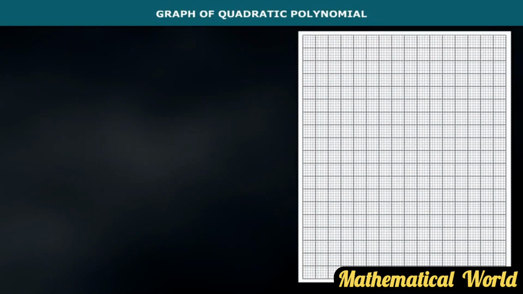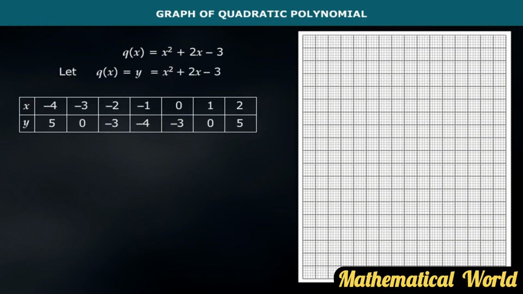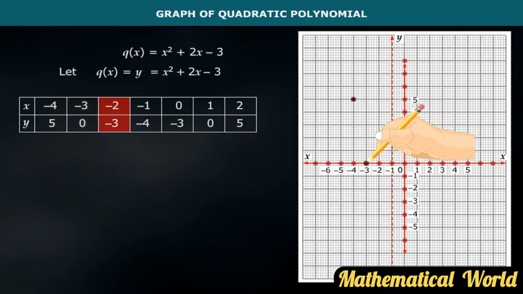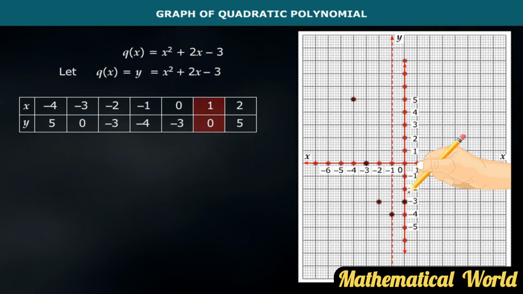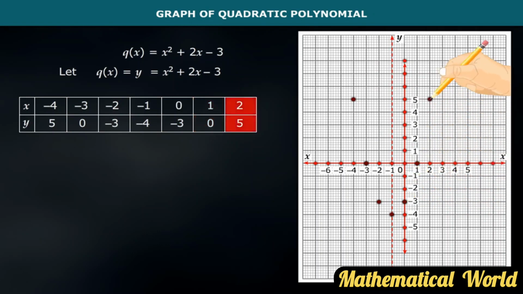Graph of quadratic polynomial. Let us consider the equation q(x) equals x square plus 2x minus 3. Let us denote this polynomial by y. Let us tabulate some of the values of y corresponding to different values of x. Note that for quadratic polynomial, we need more values to plot the graph. Let me plot these points on the graph. We draw a line passing through these points.